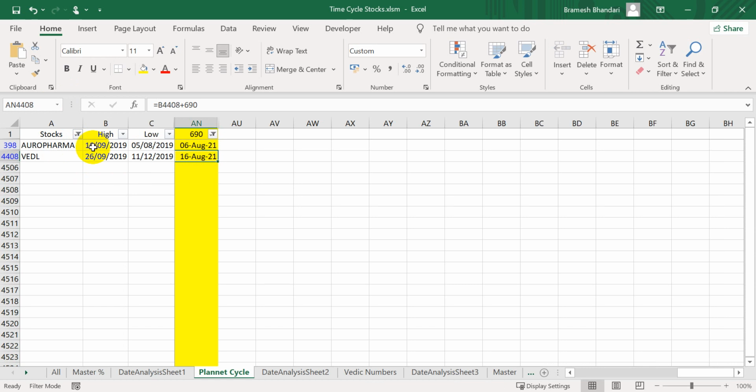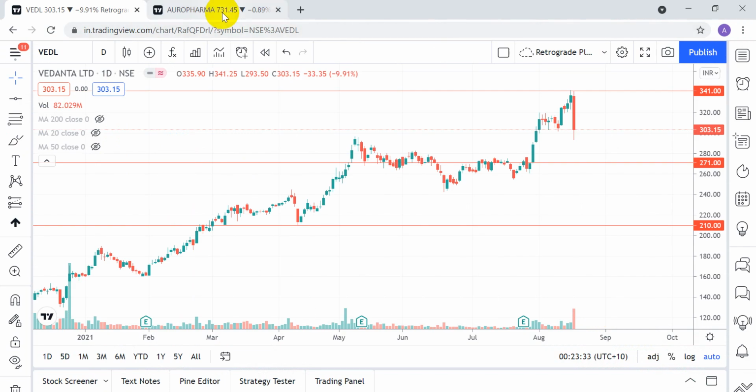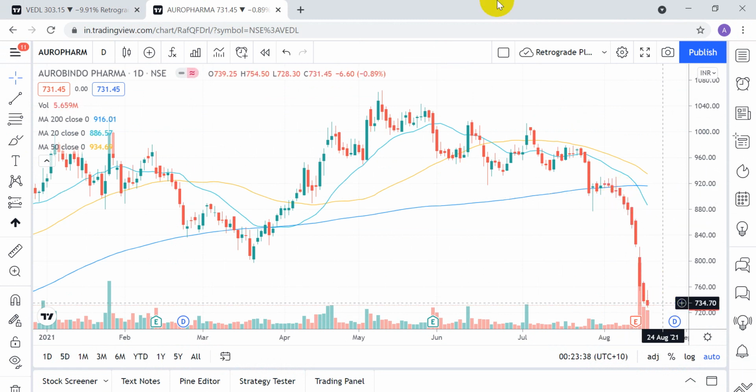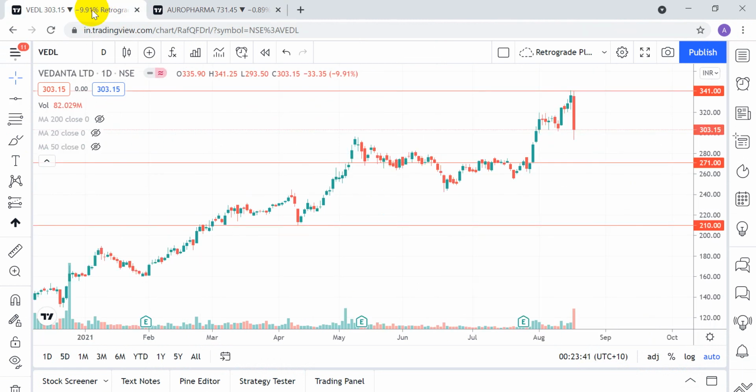Similarly, like AUROPharma, on 16th August it made a high. In 2019 you add 690, it goes to 6th August 2021, and from this point the AUROPharma saw a very big fall. So this is 6th August, and from there it has been just falling. So this is how you can use this.